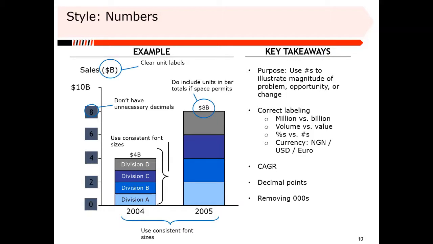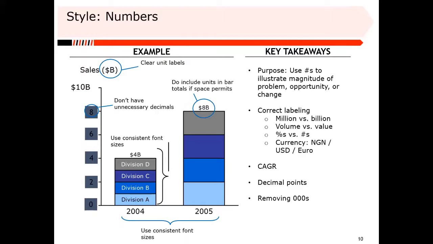Use consistent font sizes and consistent font types so that the chart just looks neat and decent. Make sure that you use numbers to illustrate the magnitude of the problem or the opportunity or the magnitude of change. Make sure you label correctly: millions versus billions, volume versus value, percentages versus numbers, different kinds of currencies. Make sure that if necessary, you're showing the growth rates so that people understand the implication of the numbers. Make sure that your decimal points are included if necessary, and make sure that you don't fill your charts with excessive zeros.